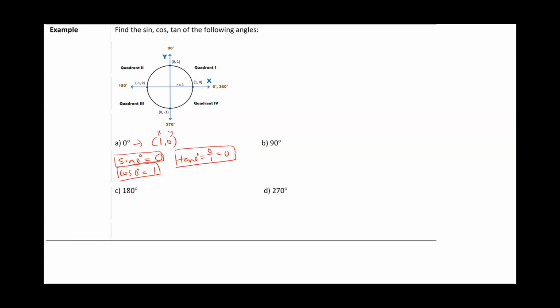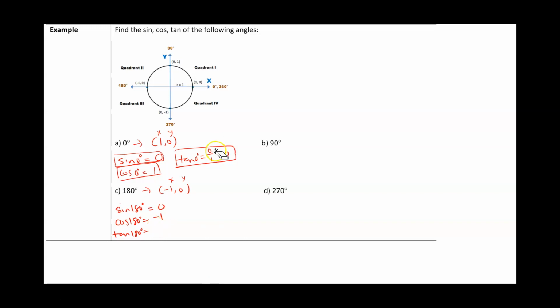Let's take 180. So for 180, first thing I want you to do for any quadrantal angle is write down the point, which is negative 1, 0. Write down its x and y value. Okay, so we know that sine is associated with the y value. The y value is 0. Cosine is associated with the x value, which is negative 1. And then tangent is going to be y over x.